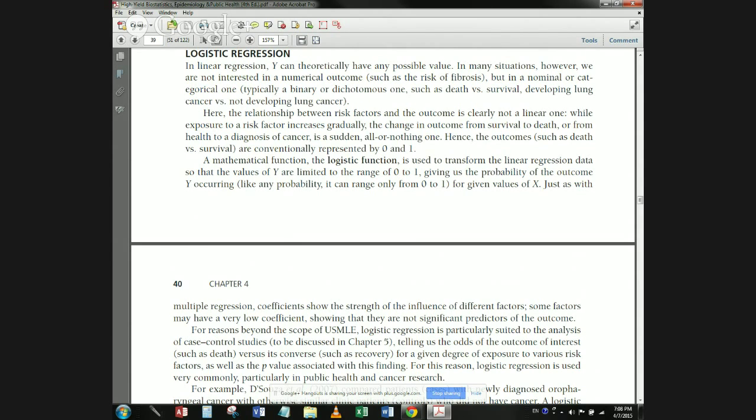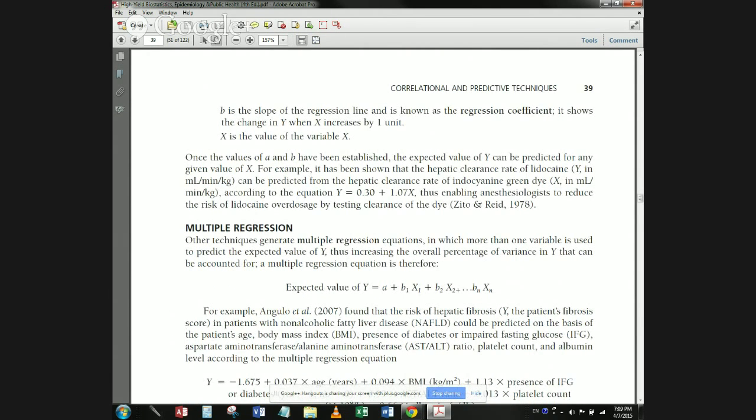Hence, outcomes such as death versus survival are conventionally represented by 0 and 1. A mathematical function, a logistic function, is used to transform the linear regression data so that the values of y are limited to the range of 0 to 1, giving us the probability of the outcome y occurring. Like any probability, it can range only from 0 to 1 for given values of x. Just as with multiple regression, coefficients show the strength of the influence of different factors. Some factors may have a very low coefficient, showing that they are not significant predictors of the outcome.